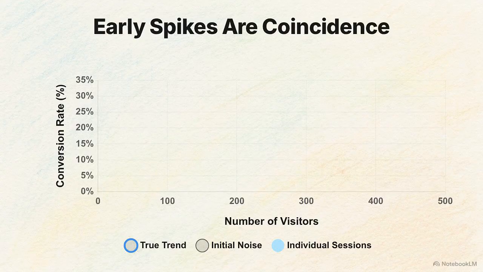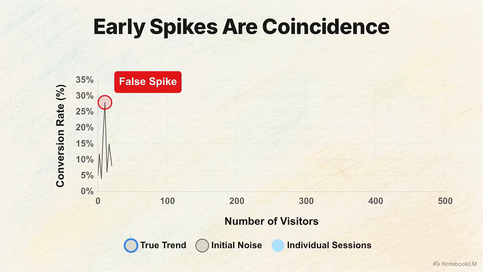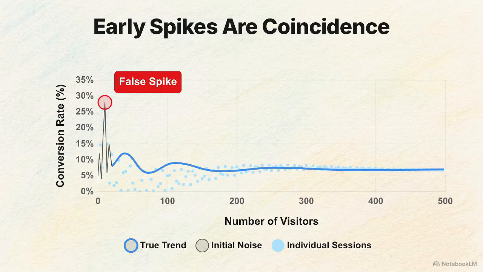This graph illustrates why you must wait for statistical significance. A conversion spike among your first 10 visitors is often just a coincidence. You need to let the test run until more data populates the timeline to ensure the win is real.